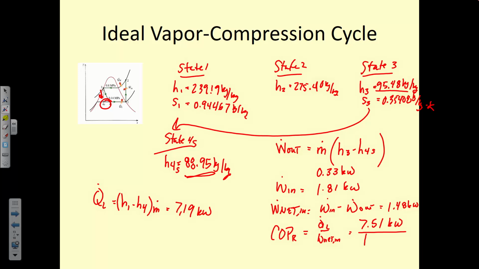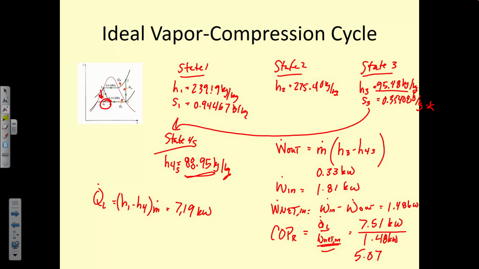So now we divide through by 1.48 kilowatts because that's our net work. So coefficient of performance is based on the net work input. We find our new coefficient of performance is 5.07. So that's compared to before was 3.97. So we've increased our coefficient of performance. We've increased the amount of heat we're removing from a refrigerated space.